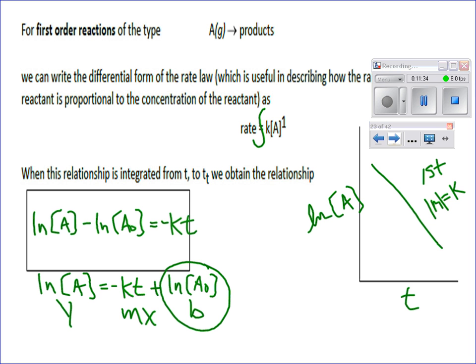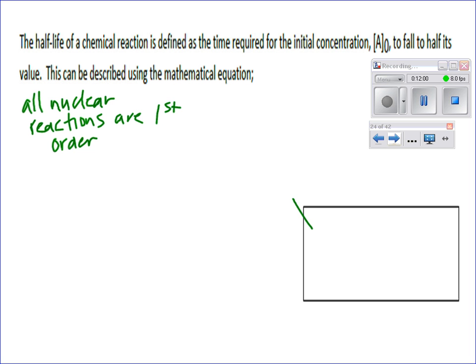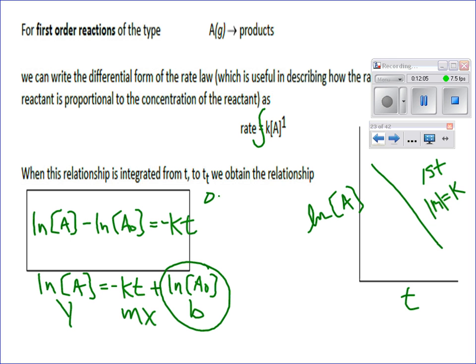So, first order reactions are super, super duper important when it comes to half-life. Does anyone know why? All nuclear reactions are first order. When we talk about beta decay, alpha decay, all of that, these are all first order reactions. So I do expect you to memorize the half-life equation here. Oh, I didn't mention back here, this is on the AP sheet, so you don't need to memorize it.